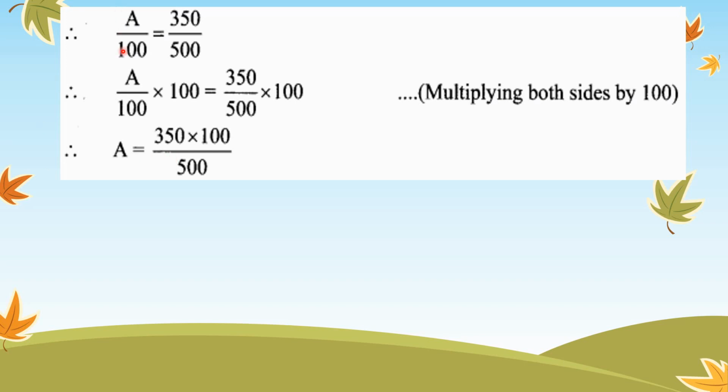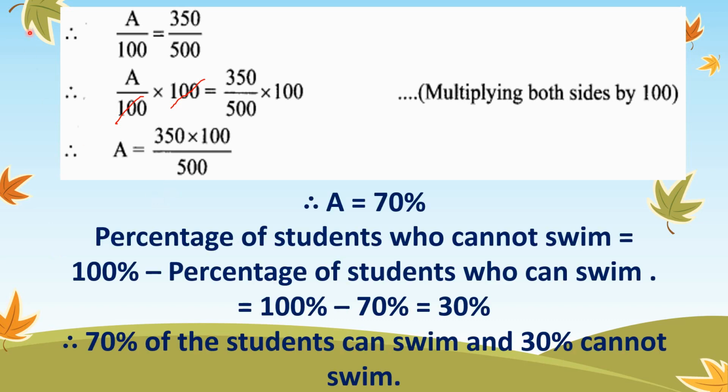So A upon 100 is equal to 350 upon 500. Here we will multiply both sides by 100. So A upon 100 multiplied by 100 is equal to 350 upon 500 multiplied by 100. This 100 and this 100 will get cancelled. So A is equal to 350 multiplied by 100 upon 500. So A is equal to 70%.